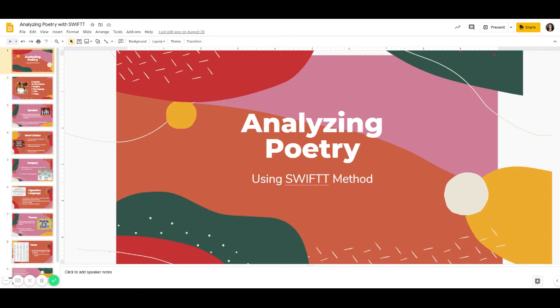Now that we've learned a little bit about what to expect when you're reading poetry and how to determine what type of poem it is, let's talk about analyzing poetry and how to understand what the author is saying and how they use their craft to develop a piece of literature. We're going to be using something called the SWIFT method, and I'm going to explain what each one of these letters stands for and how we can use it to analyze a poem.